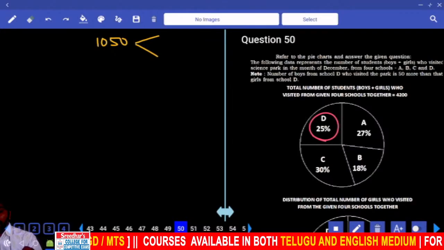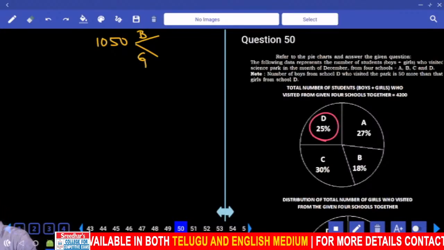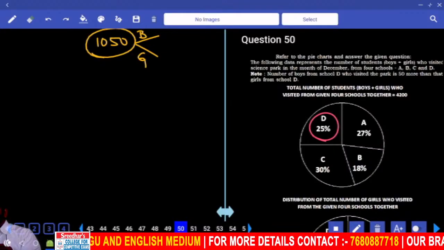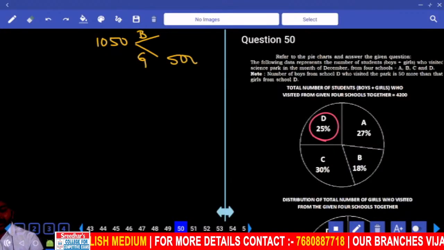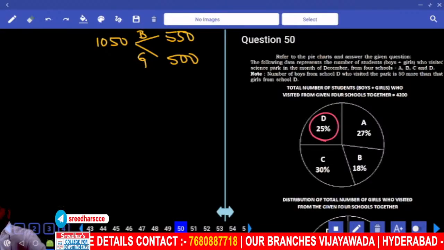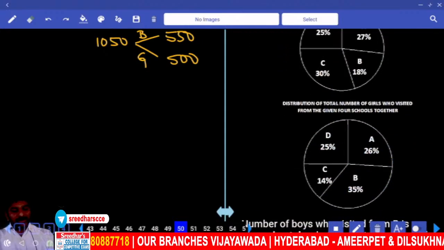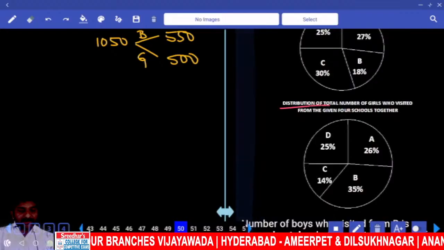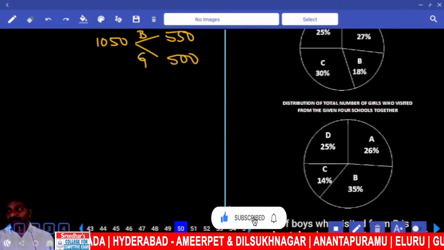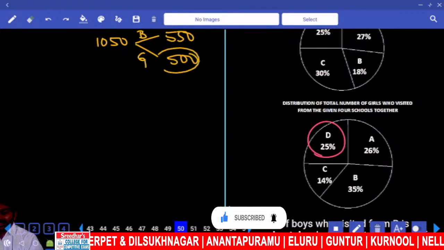It will have both boys and girls, right? So boys are 50 more than girls. Subtract 50 from this number first. Equally distributed, 500 each, 550 comes here. So how many girls are there in which school? Now go to the second pie chart. This is distribution of total number of girls. Total girls we don't know. But D, girls are 25%. How many girls are there in D?